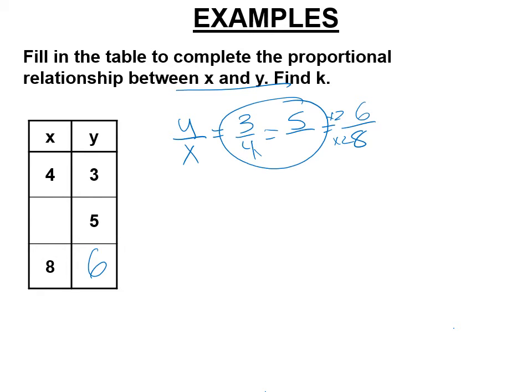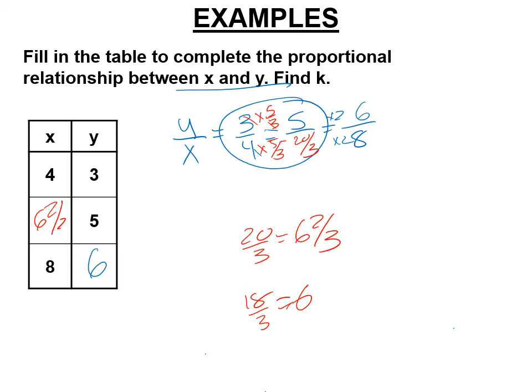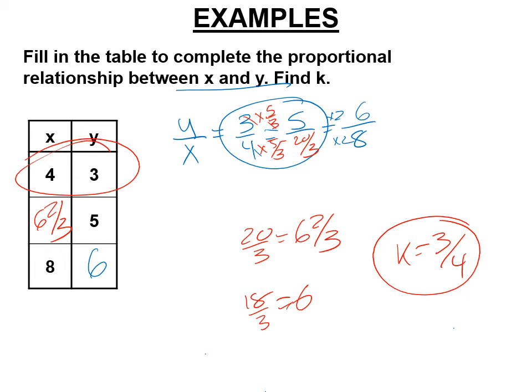So let's multiply 3 times 5/3 and 4 times 5/3 and get 20/3. What's 20/3? Well, 18/3 is 6. So 20/3 is 6 2/3. You could write 20/3, but let's write 6 2/3. So what was k here, by the way? I didn't ask that, but k is 3/4, right? K is the simplified fraction. It was right there.